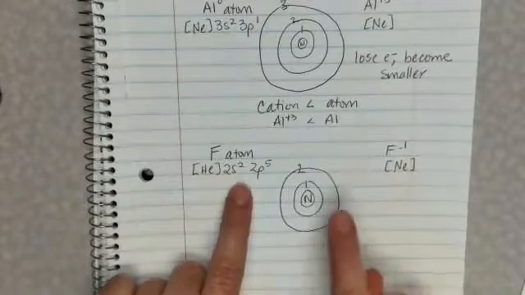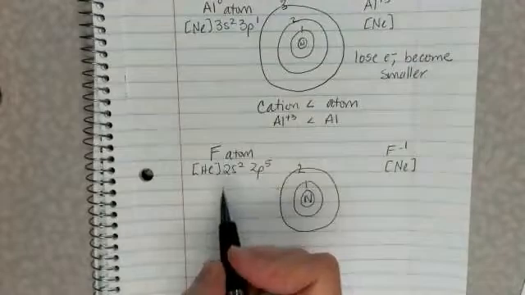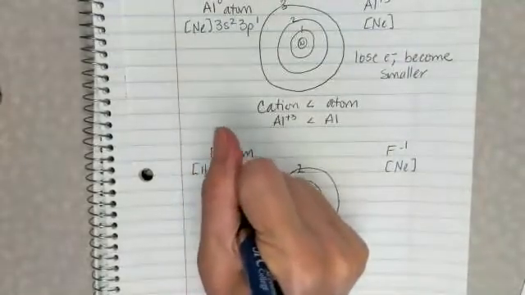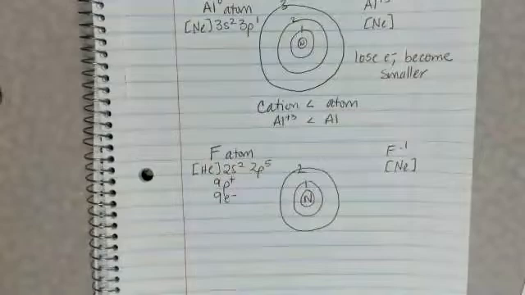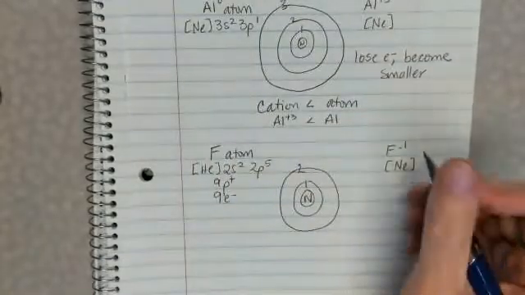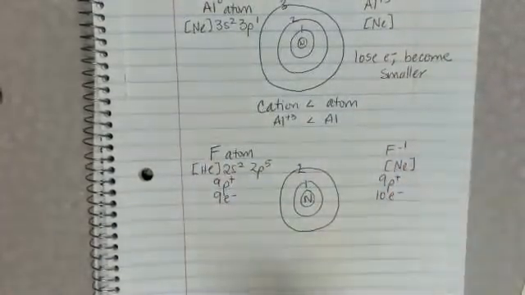Both of these only have electrons in the first two shells. So you might say, well, aren't they basically the same size? Here's what the difference is. In the atom, I've got 9 positive particles in the nucleus, atomic number 9, and I have 9 electrons. In the ion, I still have the 9 positive particles in the nucleus, but now I have 10 electrons.